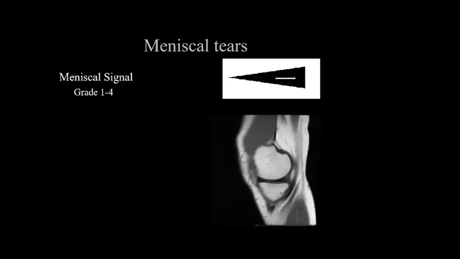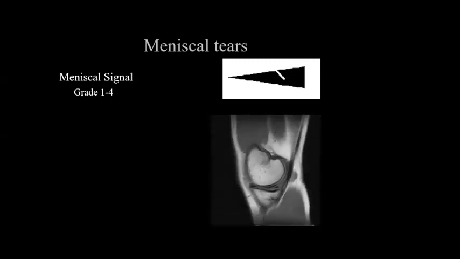And then type 2 is when you see linear hyperintense signal intensity within the body of the meniscus, but without breaching the articular surfaces, whether the superior articular surface or the inferior articular surface. So this is considered as meniscal change. It's not considered meniscal tear. We will define meniscal tears in a minute, but it's quite important that we understand the different types of meniscal changes and which one we consider a meniscal tear and which ones we don't.